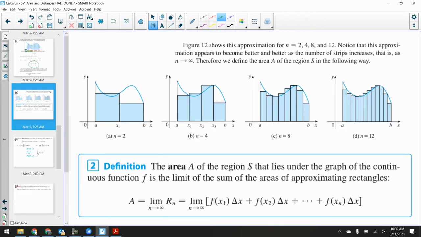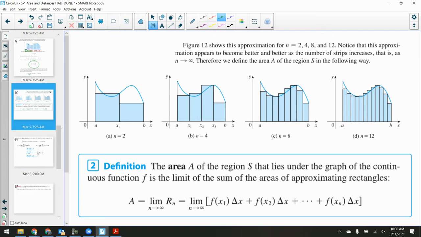Figure 12 shows this approximation for 2, 4, 8, and 12. Notice that this approximation appears to become better and better as the number of strips increases. Obviously, if I increase the number of strips, it's going to get closer and closer to the actual sum, right? Do I know, based on the look of this graph, what's going to be an underestimation versus an overestimation?